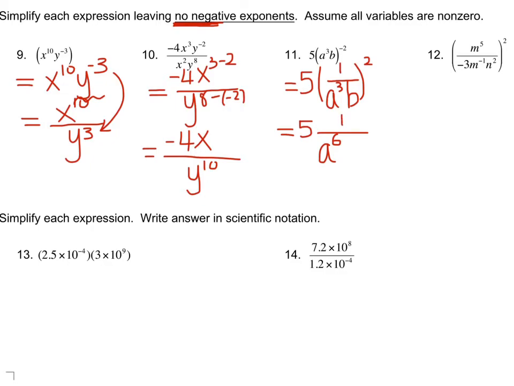b raised to the first power followed by another second power. So 1 times 2, b raised to the second power. So that's it. Or you can write it in a more concise way: 5 over a raised to the 6th power, b raised to the second power at the denominator. Number 12.